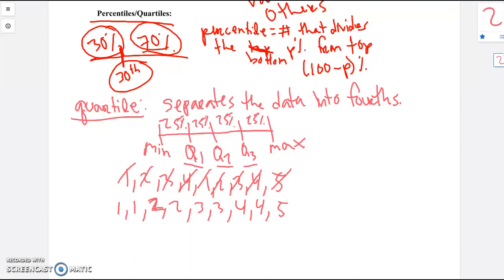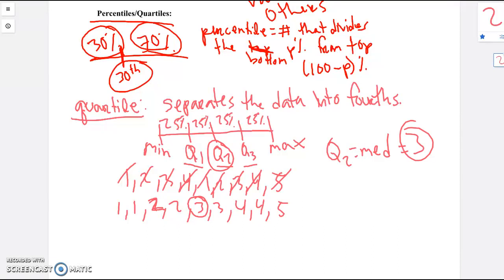Now Q2, if you notice here, separates the bottom 50% from the top 50%. That's actually just the median. So basically, Q2 is the median, and in this case it's equal to 3. That's what Q2 is.